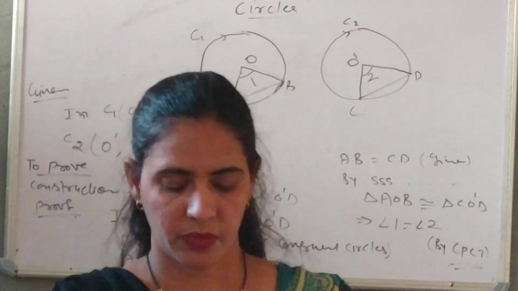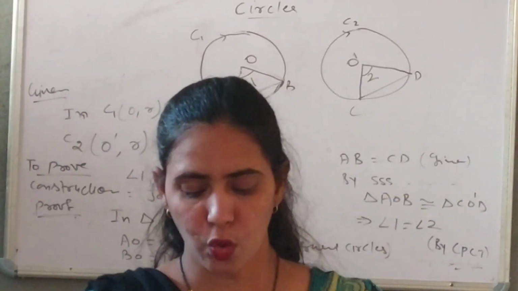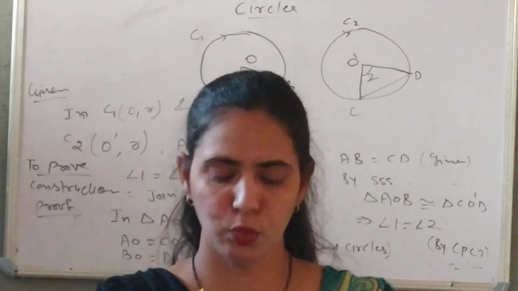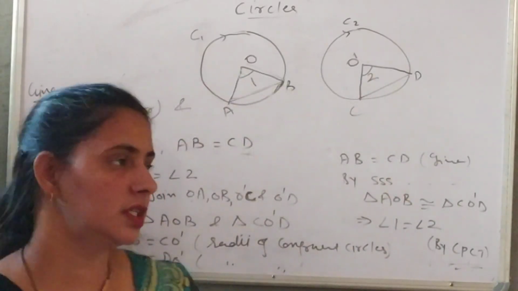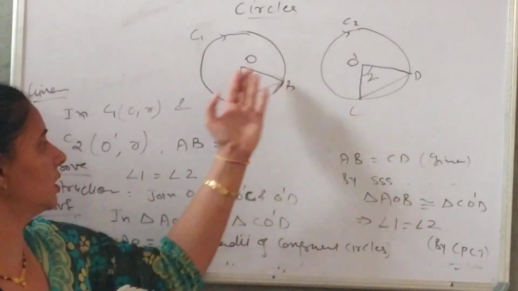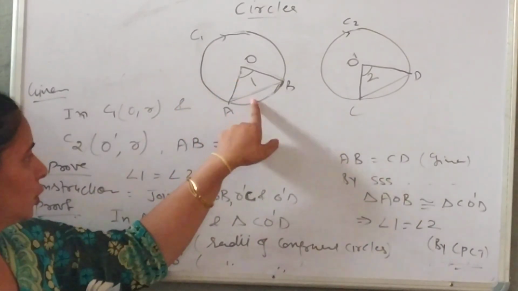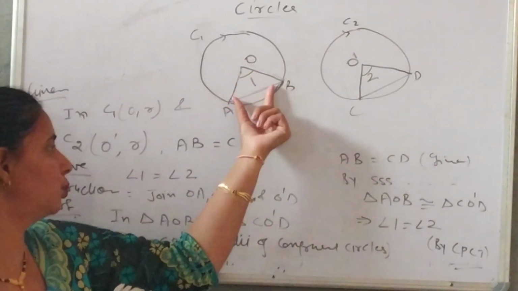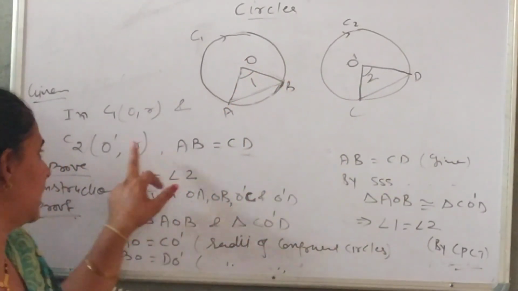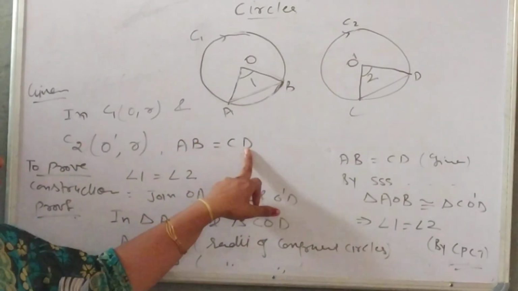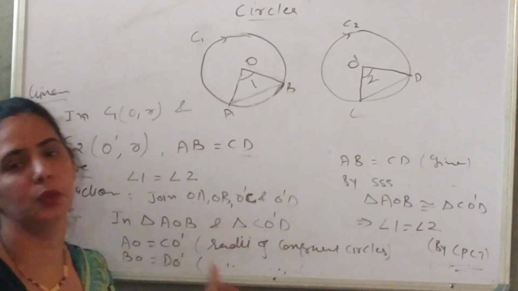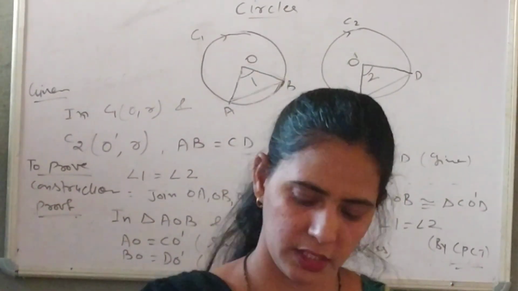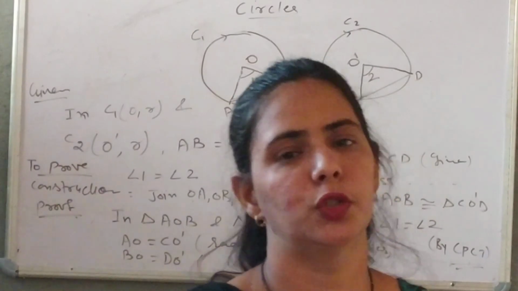In this question, again we are given chords of congruent circles that subtend equal angles at their centers. Prove that the chords are equal. This is the converse. Here these two circles are congruent, the two chords are given. These chords are subtending equal angles at the center, and you have to prove the chords are equal. That means angle 1 equal to angle 2 is given and you have to prove AB is equal to CD. You will prove the triangles are congruent, and then by CPCT you can say AB is equal to CD.